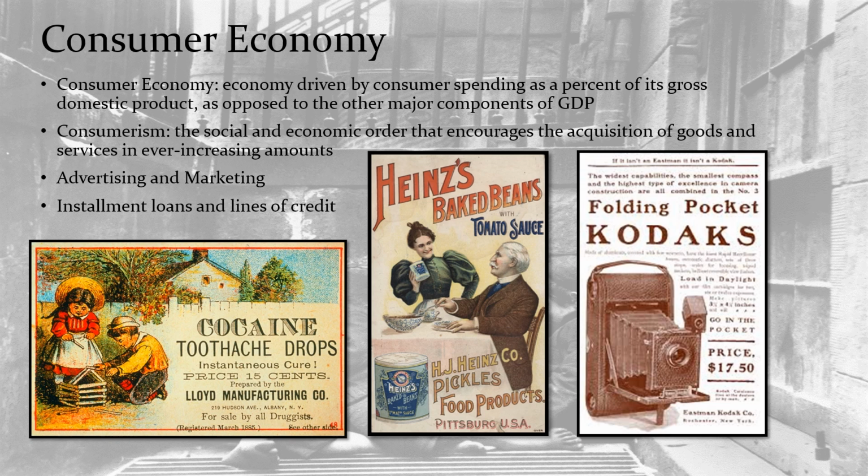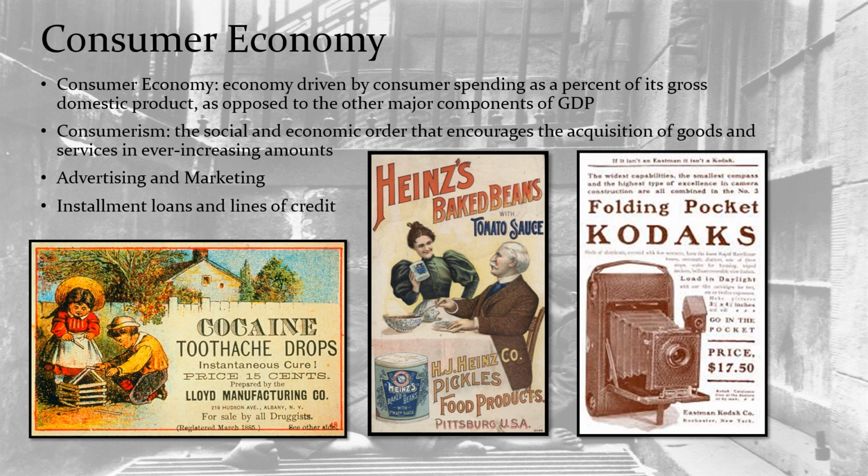So as we talked about already, what a consumer economy is, what consumerism is. A consumer economy is driven by consumer spending as a percent of its gross domestic product, as opposed to other components of the GDP. So we're looking at really a focus on getting people to spend money. And consumerism is the social and economic order that encourages the acquisition of goods and services. So the consumer economy describes the economy. Consumerism is the behavior.